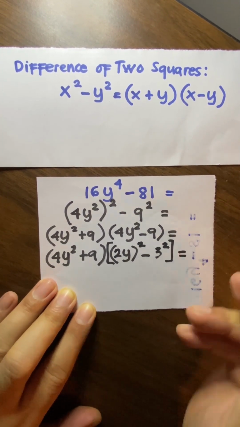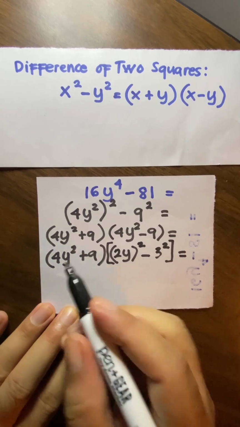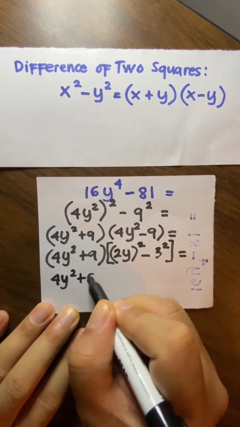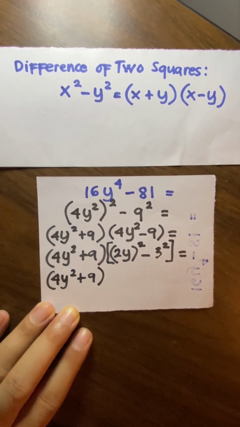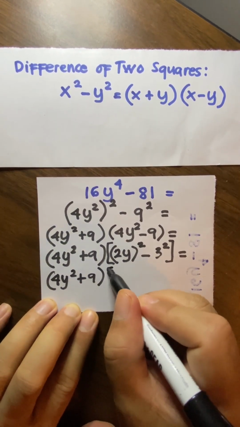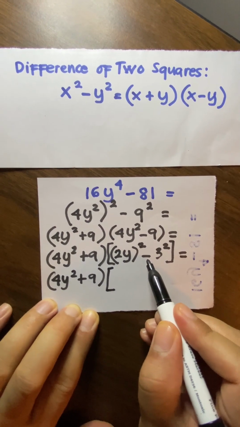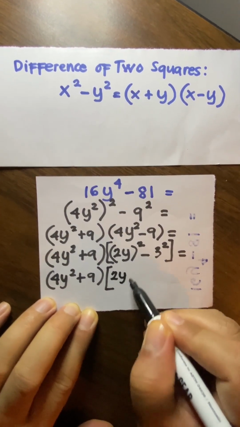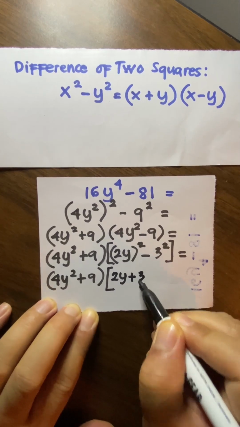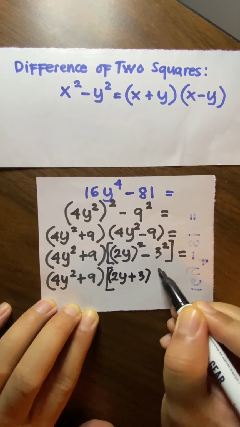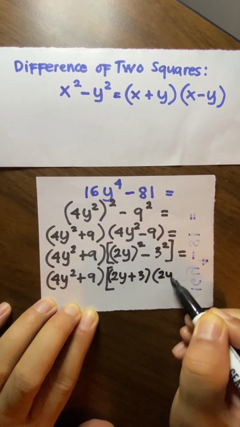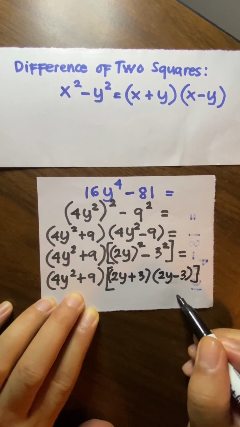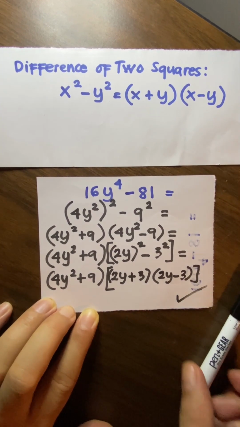Are we done yet? We continue by simplifying further, for 4y squared plus 9 cannot be simplified further, so just copy it. We notice that 2y squared minus 3 squared is a difference of two squares. That means we can simplify this further. So we follow the formula above and write 2y plus 3 and 2y minus 3. This is now our final answer.